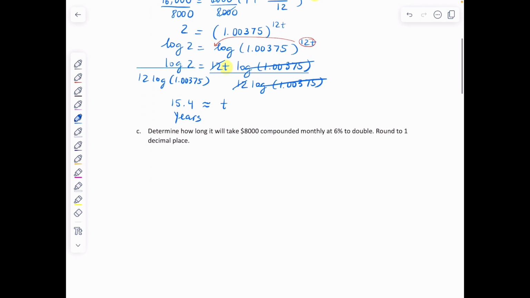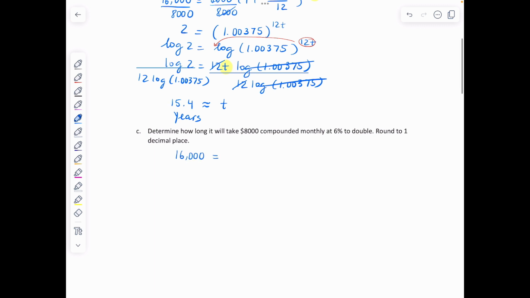Part C, determine how long it'll take 8,000 compounded monthly at 6% to double. So this time we have a different interest rate, so we're going to have to rewrite our model. Again, we want it to double after a certain period.